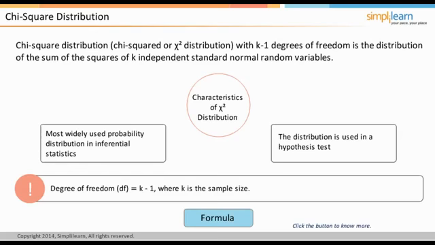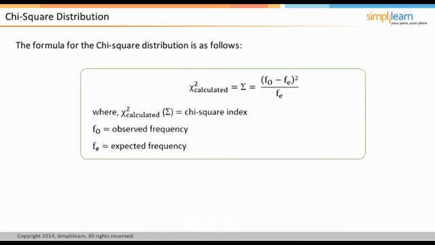Click the button to view the chi-square distribution formula. Chi-square calculated, or sigma, or the chi-square index equals f of O minus f of E, the whole squared, divided by f of E. Here, f of O stands for an observed frequency, and f of E stands for an expected frequency, determined through a contingency table. We will learn about the chi-square distribution in detail in the later part of this lesson.